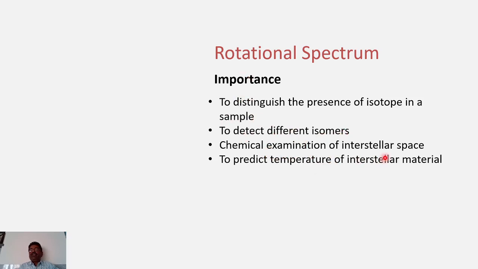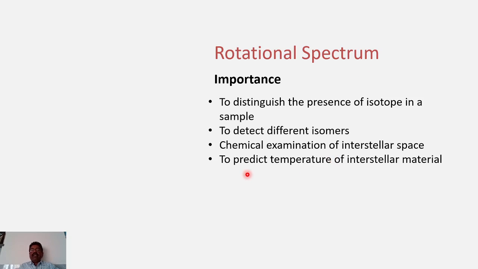Then chemical examination of interstellar space. You know that we are always in search of the presence of certain molecules in interstellar space, in order to investigate whether life can be possible on different planets. So, for example, we are sending satellites to investigate whether oxygen is present or ammonia molecule is present in interstellar space. That type of chemical examination is possible by studying the rotational spectra.